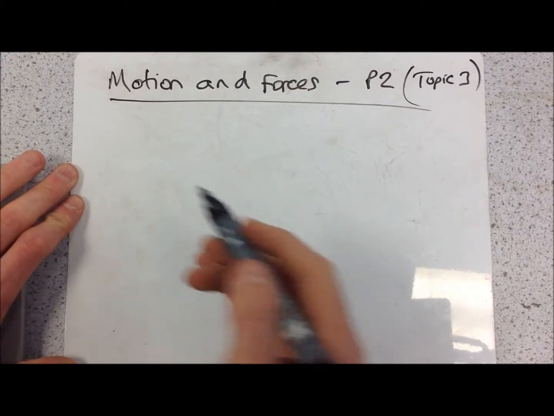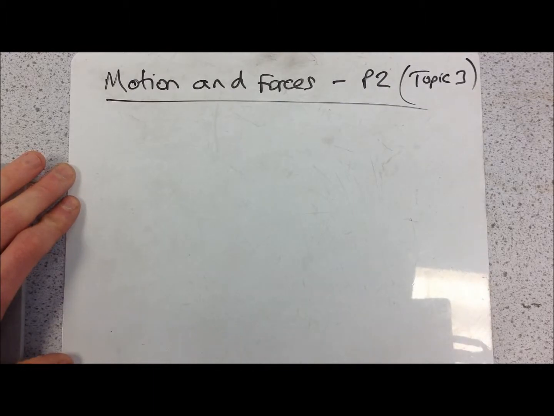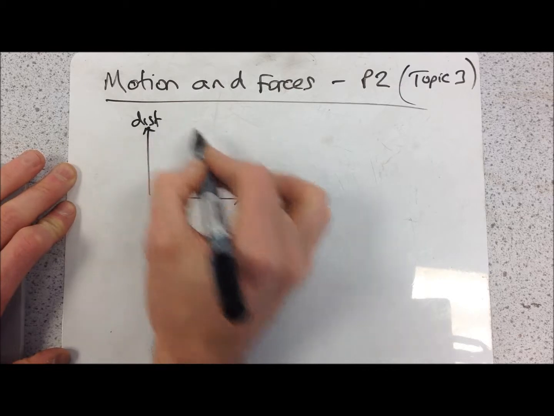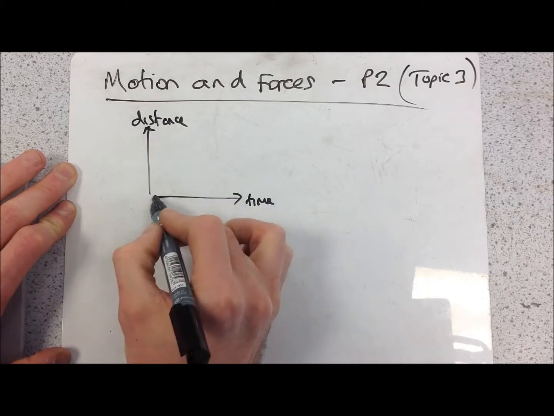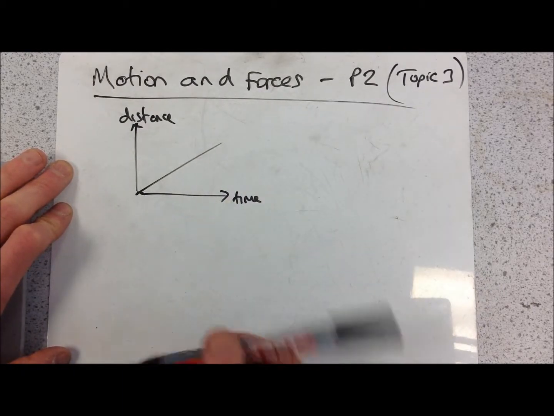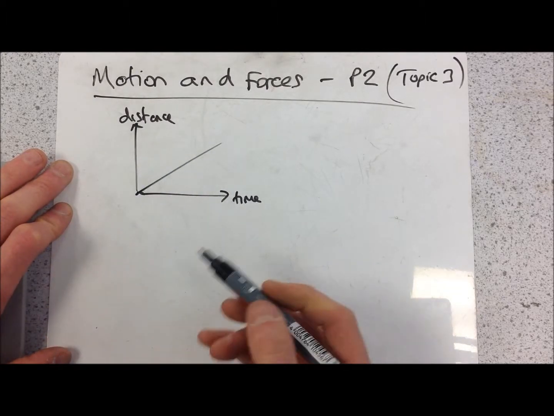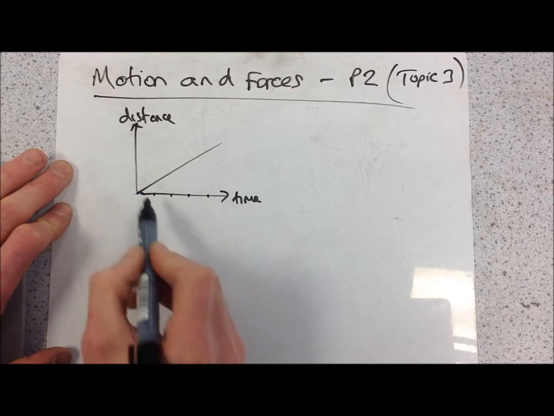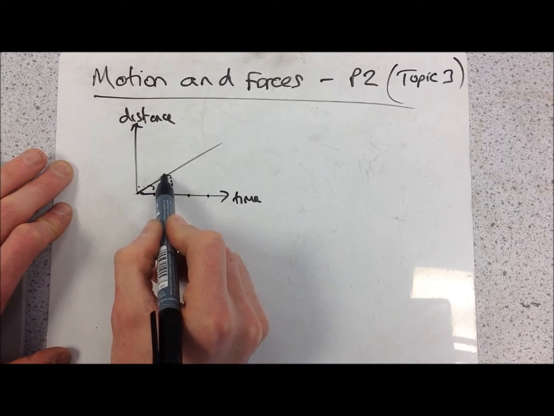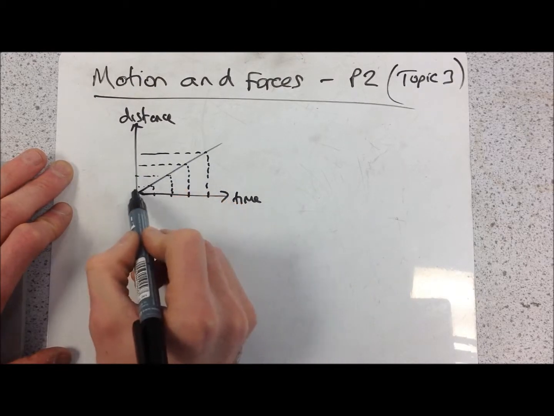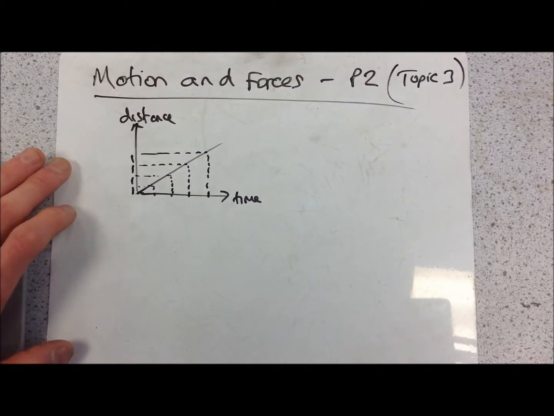Right, firstly we can use distance time graphs and velocity time graphs to show the motion of an object against time. So let me start with a distance time graph. Now if I drew a line that looked like this, what that would show is an object moving at a constant speed. And we know it's a constant speed because for every equal amount of time that we go across, this object is travelling the same amount of distance for each amount of time. So the thing is moving at a constant speed.